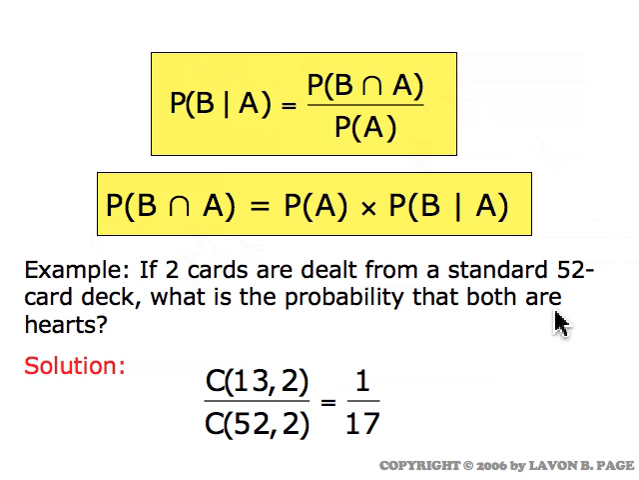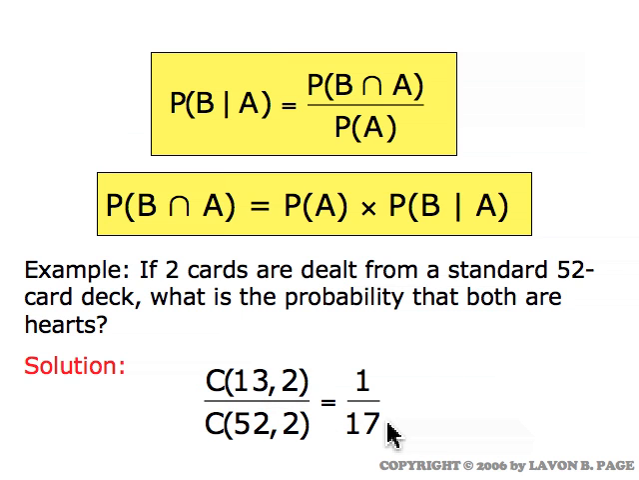If we deal 2 cards from a standard 52 card deck, what's the probability that both are hearts? Well, treat that as a counting problem. We have to count the number of possibilities when we deal 2 cards from 52, and we have to count the number of possibilities where both cards would be from the 13 hearts. If we do those 2 combinations and then simplify the fractions, we get 1 over 17. So we can do this problem just as a counting problem. We don't need the concept of conditional probability in order to do the problem.